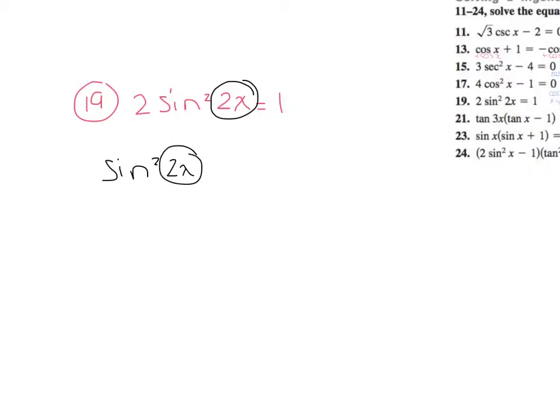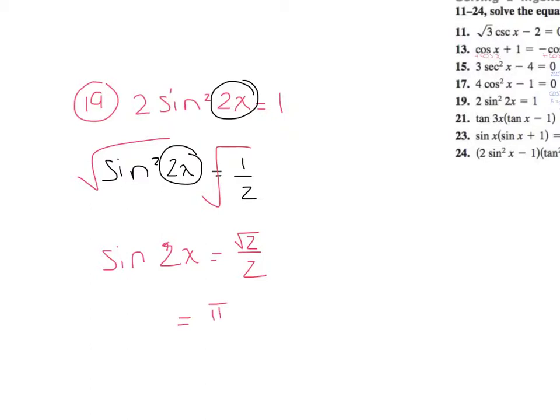Remember, pretend like it's x. And how do I get sine squared by itself? I'm going to take the square root of both sides, and I'm going to get sine 2x equals, and then when I simplify the radical, square root of 1 is 1 over radical 2. You have to rationalize your denominator, and you end up with root 2 over 2. And ask yourself, where does sine give you the solution root 2 over 2? Well, we know that happens at pi over 4, and it also happens at 3 pi over 4.